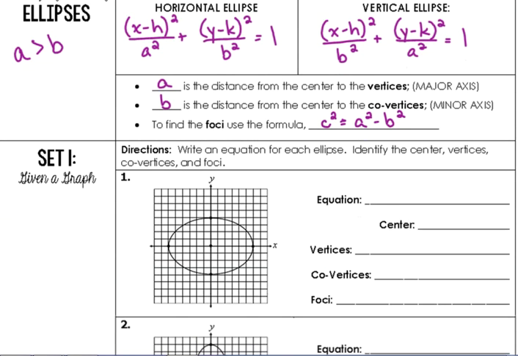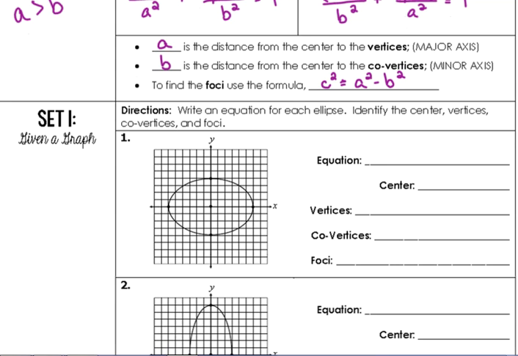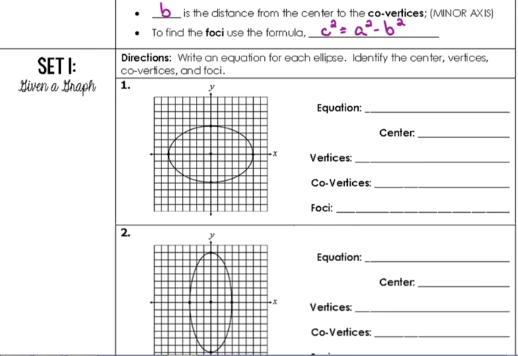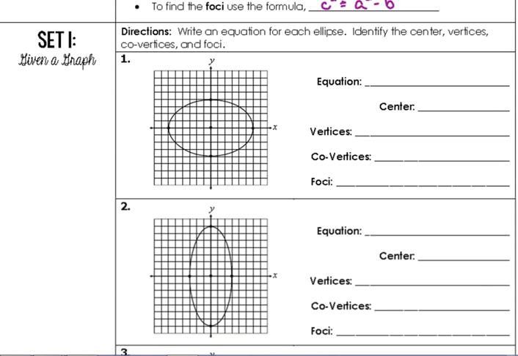All right, so let's start. First one that we're going to look at is if we are given a graph. If we're given a graph, let's look at number one. We need to write the equation, then we need to identify the center, the vertices, the co-vertices, and the foci.